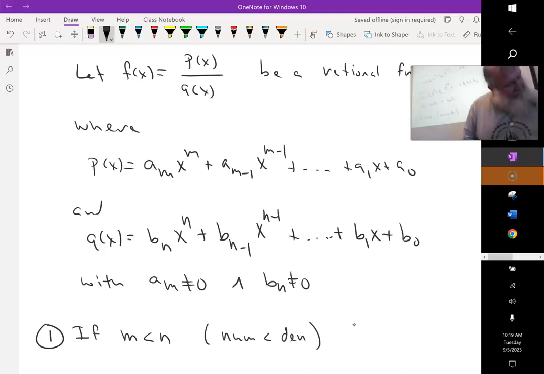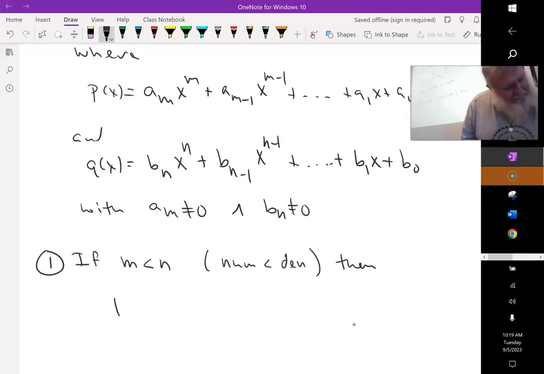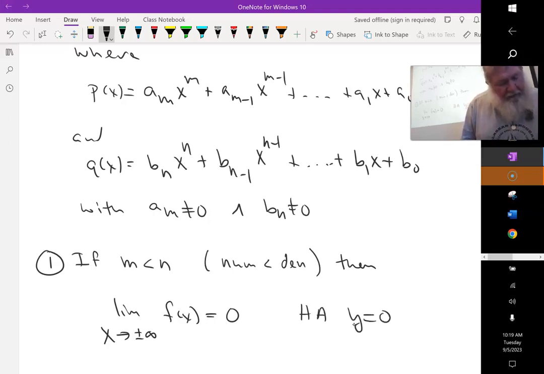So what happens? Then the limit as x goes to positive infinity or negative infinity of this function, what does it equal? 0. It equals 0, and we have a horizontal asymptote y equals 0. So all that says is, if the denominator has a bigger degree, that limit is 0, and we have a horizontal asymptote of 0. The denominator dominates if it has a bigger degree.